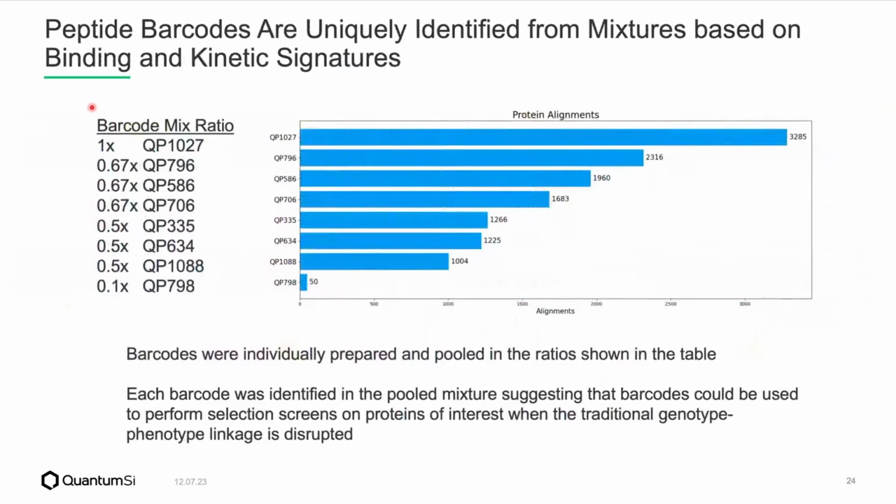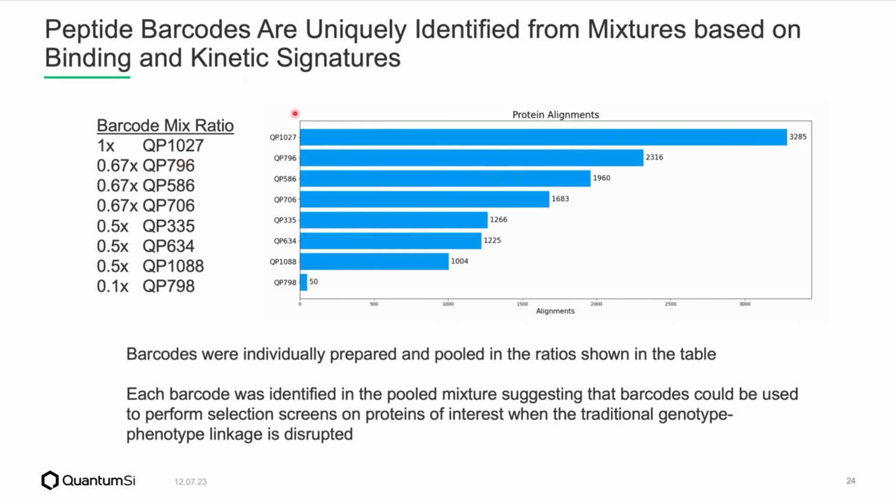So the first example is a very straightforward situation in which we've taken a mixture of these barcodes. All 8 of these barcodes were individually prepared and pooled into a combined sample. The ratio of the barcodes in the sample are shown here on the left-hand side of the figure. As you can see, the ratio of the least abundant barcode to the most abundant barcode is approximately 10-fold. We then took this mixture of each of the barcodes and performed our standard platinum sequencing on this complete barcode mixture.